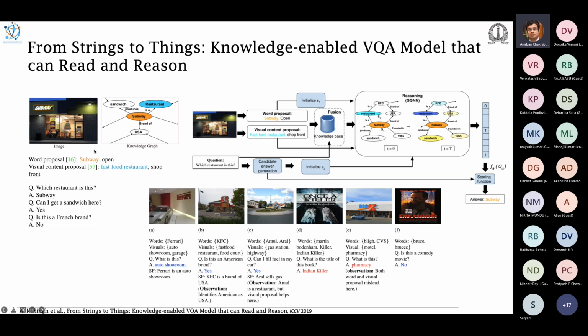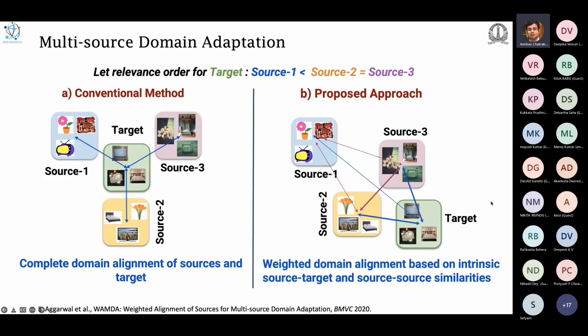So we combine an OCR as well as a knowledge graph, and combine the natural language question with OCR outputs like word proposals and also visual content proposals, and combine that with a knowledge base, which is a relationship between these different entities, like the named entities, as well as these different categories like restaurant, sandwich, which country it's a brand of, and so on, and finally do reasoning using a gated graph neural network, and we get the final answer. So if you ask which restaurant is this, you can get the answer Subway. If you ask, can I get a sandwich here, we'll get the answer yes, and so on.